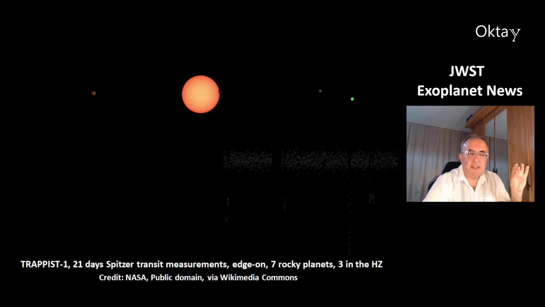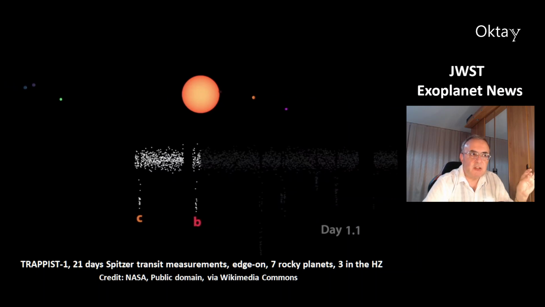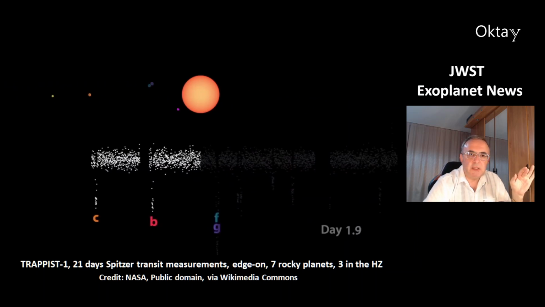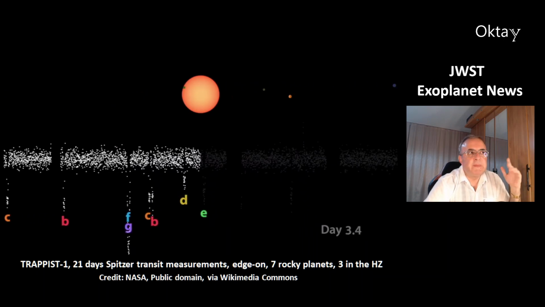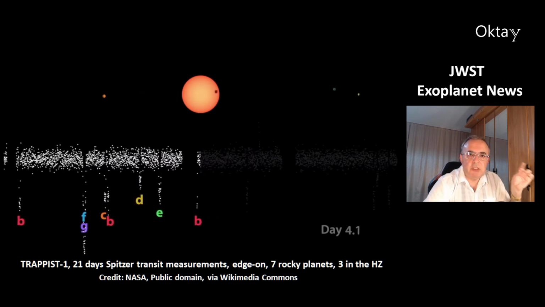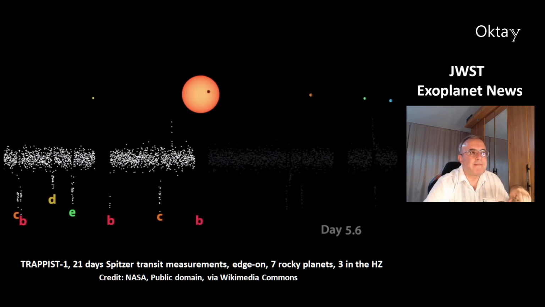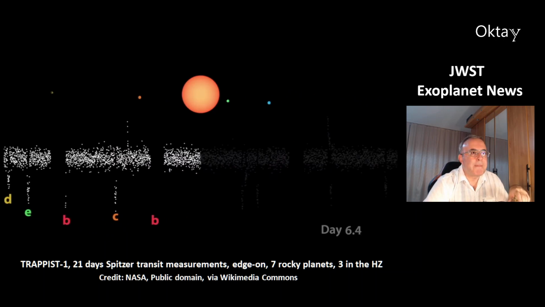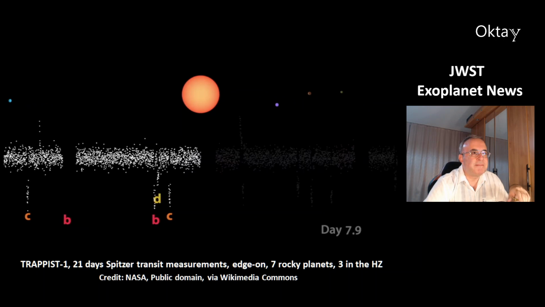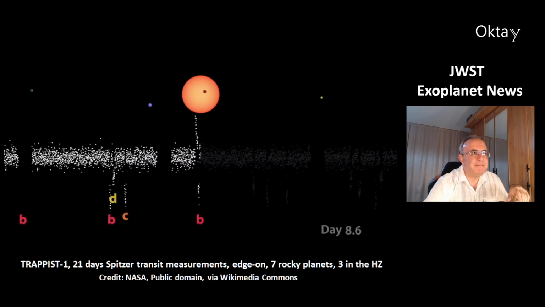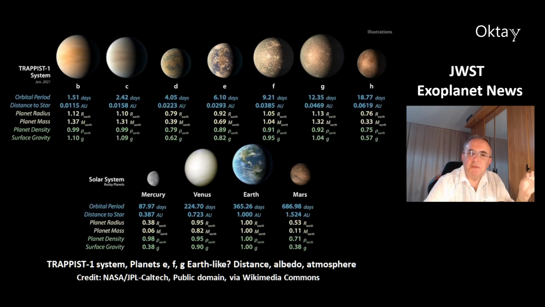This is an animation of the 21 days of measurements with the Spitzer telescope. You can see the peaks of the different planets. This system is edge on from our point of view. It contains 7 rocky planets, 3 of which are in the habitable zone of this system. This is an overview of the TRAPPIST-1 system.